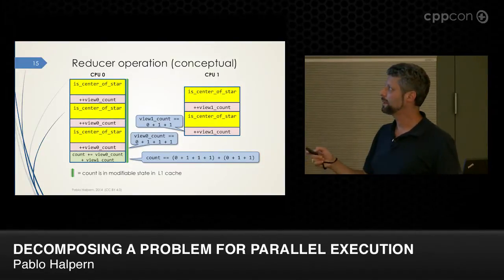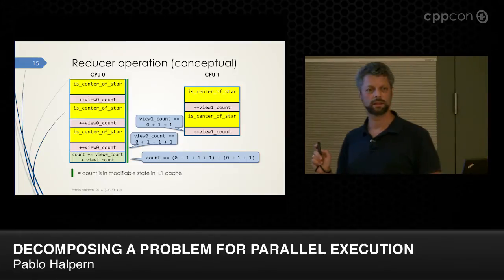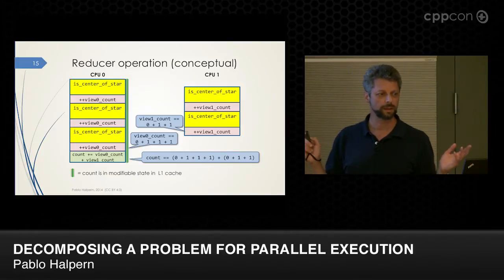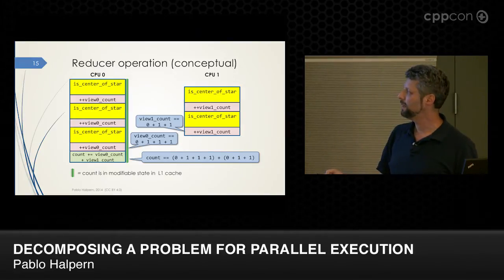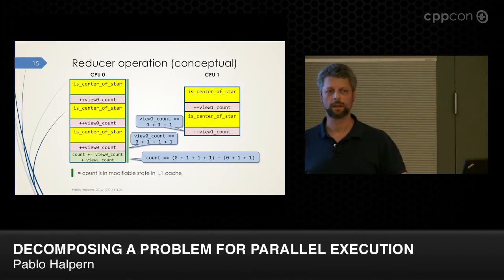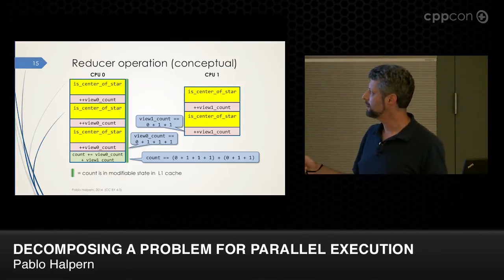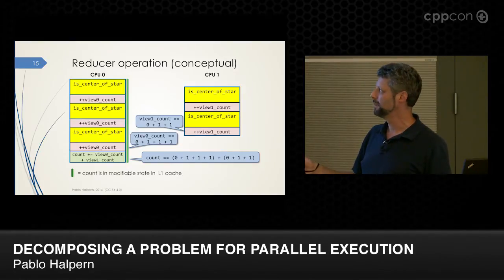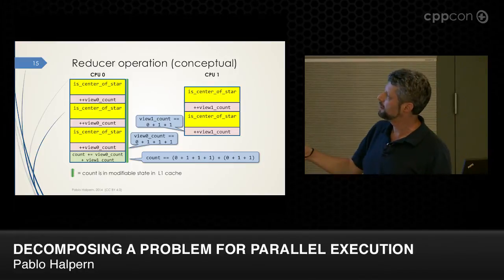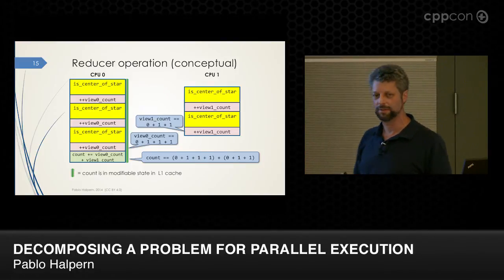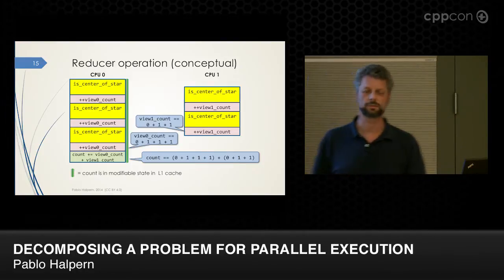And the count never moves from its cache line. It just stays in whatever CPU happened to have it last. At the very end, we compute the count here. All right, what is this? Why did I bother writing it out this way? It's pretty clear that the answer is correct, right? We've incremented the thing 5 times, and this adds up to 5. Why did I write it this way?